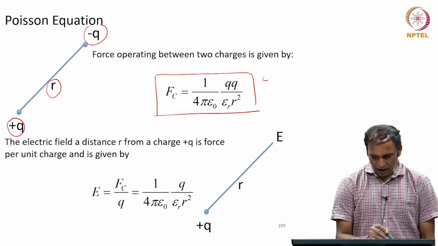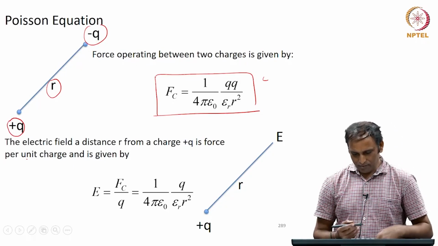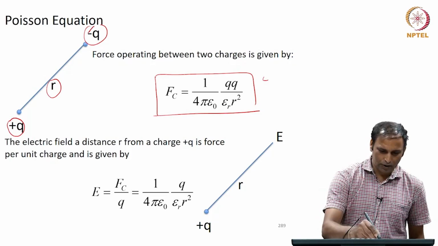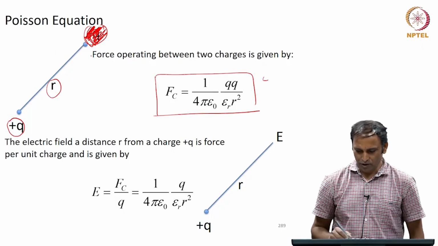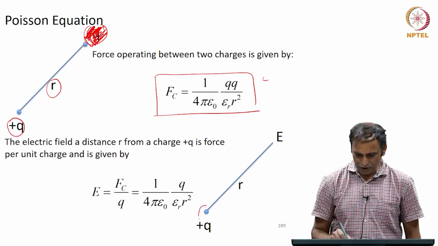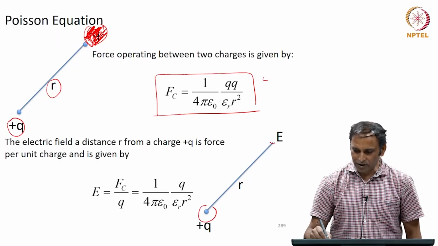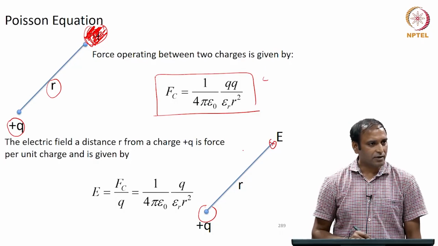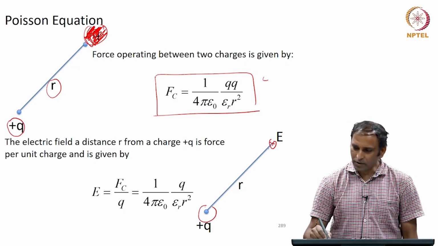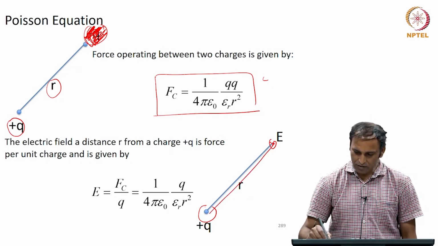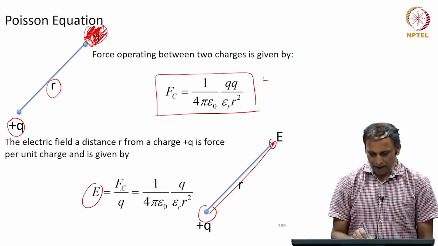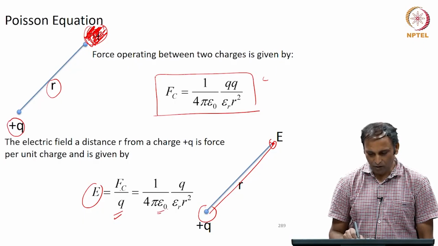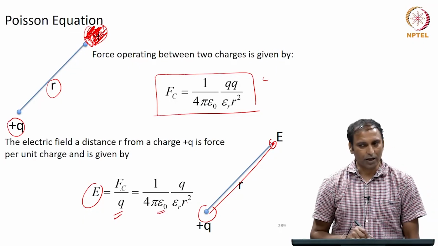Now, if I somehow take this out and ask, if I have a positive charge q, what is the electric field that is generated at some distance r from this charge q? That electric field is given by F c divided by q, which is 1 over 4 pi epsilon naught, q divided by epsilon naught r square.